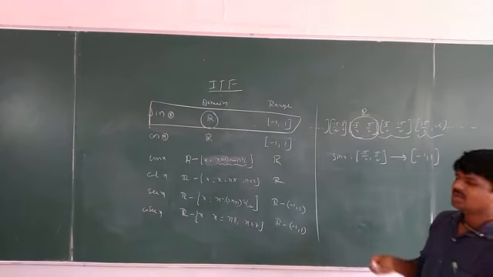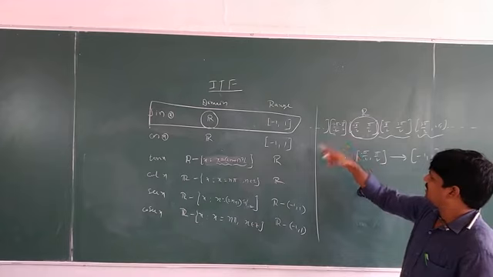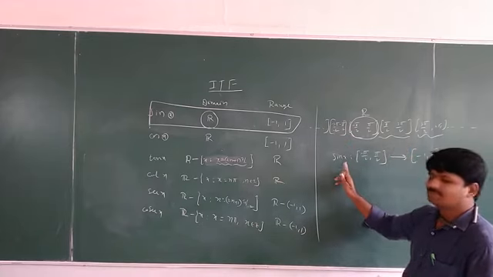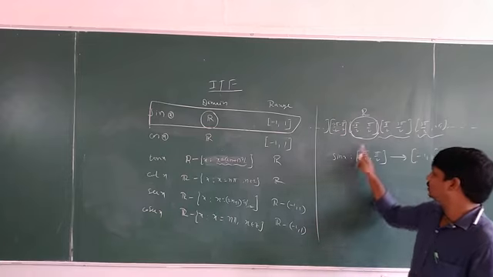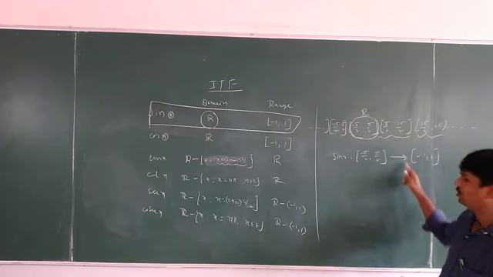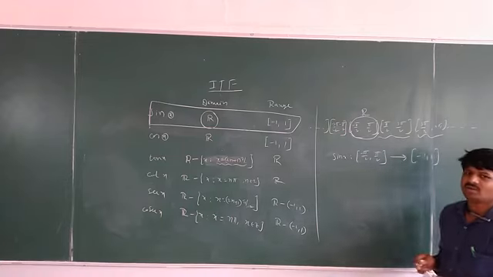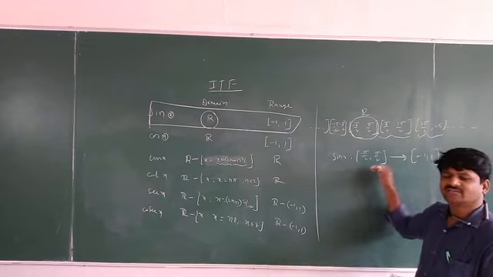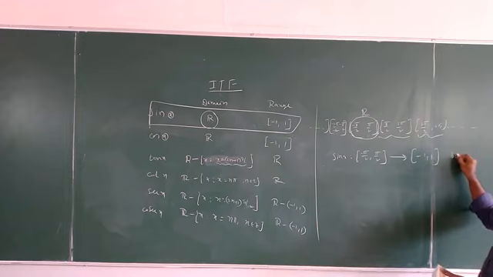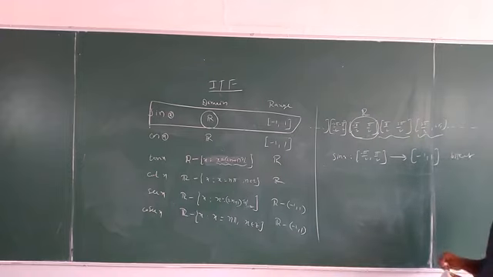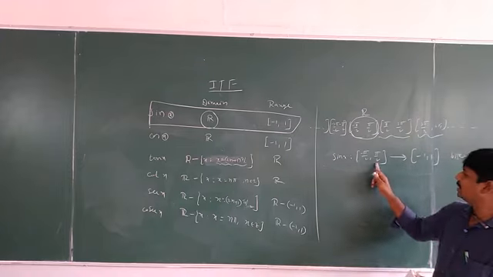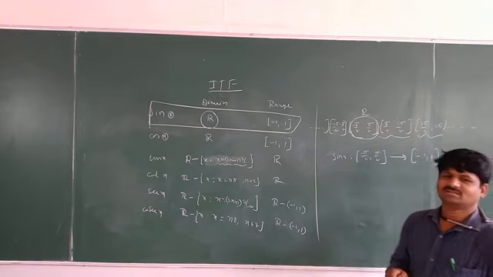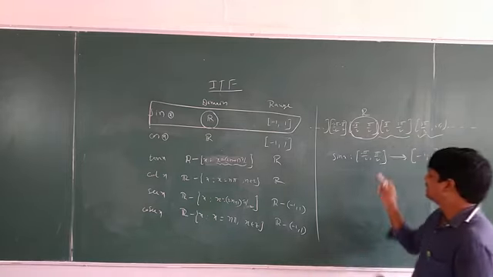If I restrict the domain R to these intervals, then I define the sin function like this: sin x from the closed interval minus pi by 2, pi by 2 to the closed interval minus 1, 1. Whenever you define it this way, this sin function is a bijective function from closed minus pi by 2, pi by 2 to minus 1, 1. Clear? Yes. So it is a bijective function.